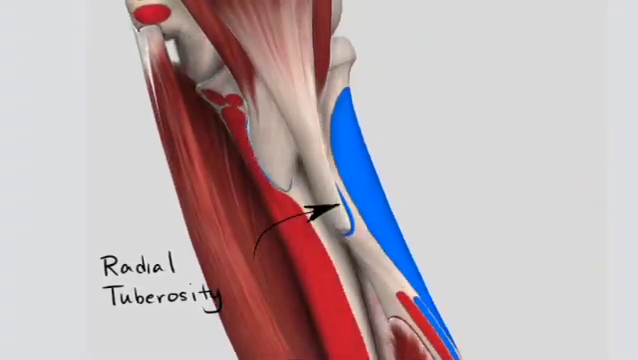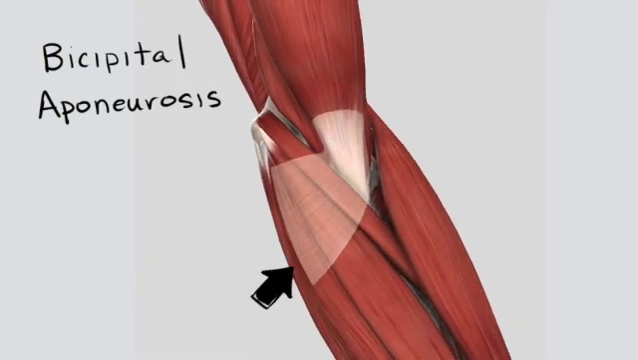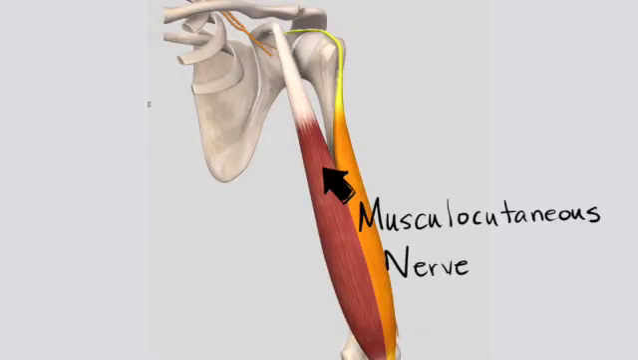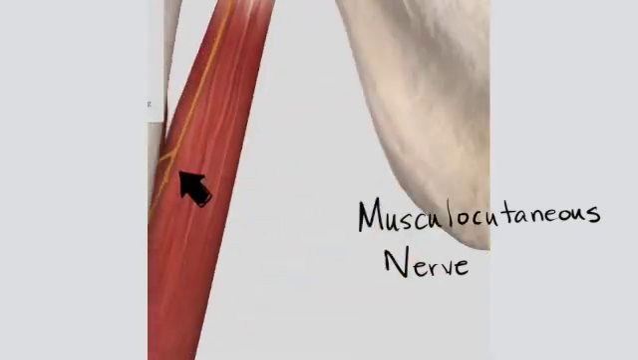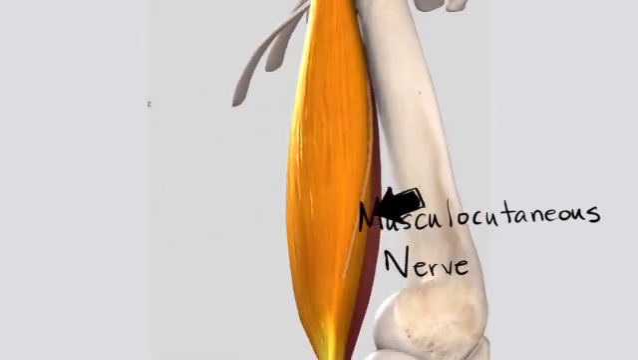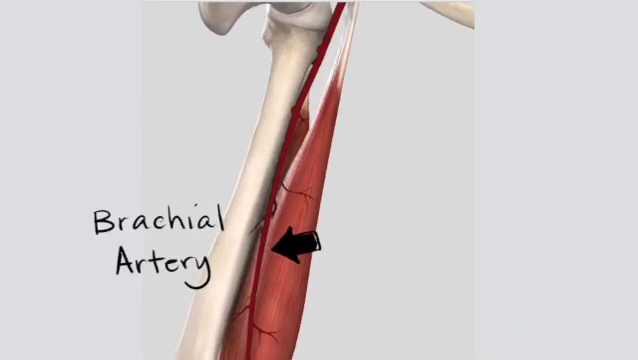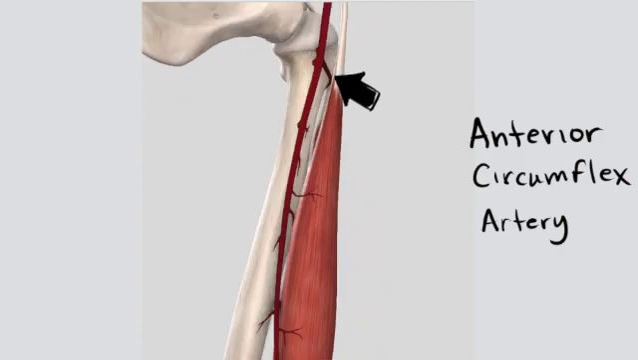The tendon gives off a flat tendinous expansion known as the bicipital aponeurosis, which travels inferomedially to attach to the antebrachial fascia. The biceps brachii is innervated by the musculocutaneous nerve, C5 to C6. The arterial supply is from the brachial and anterior circumflex arteries.